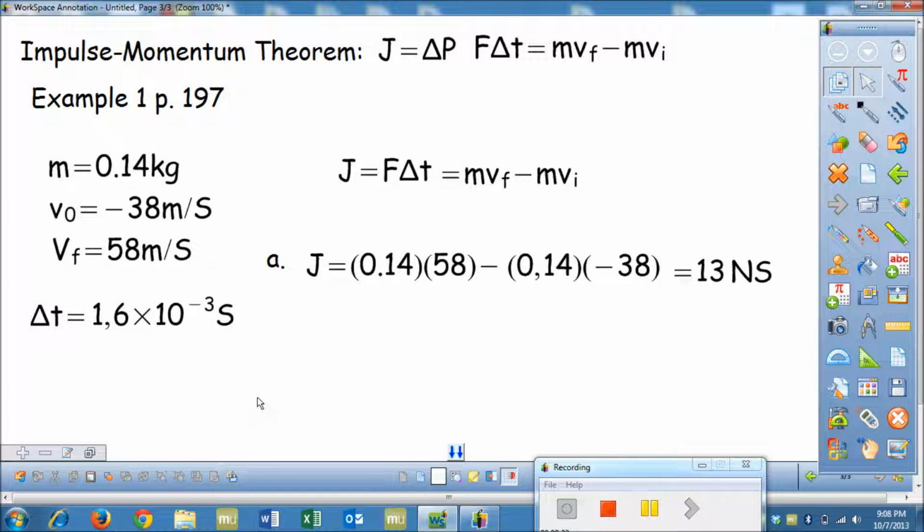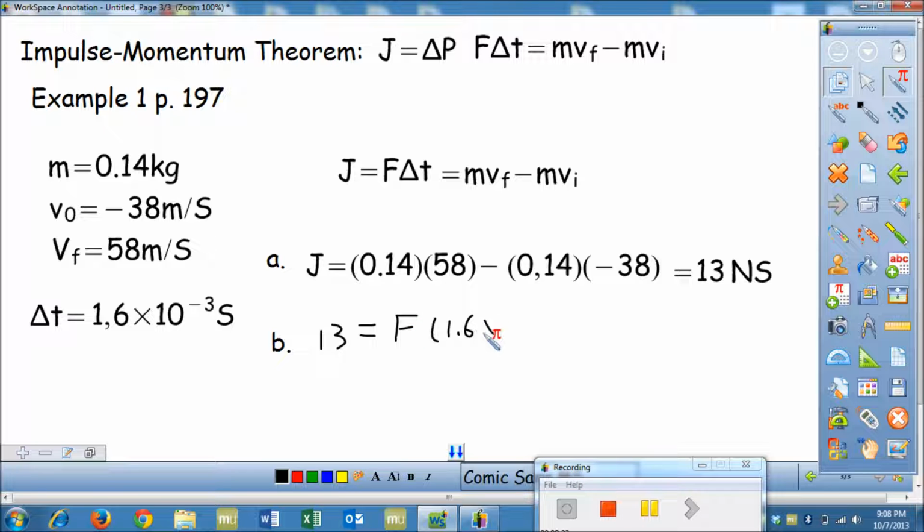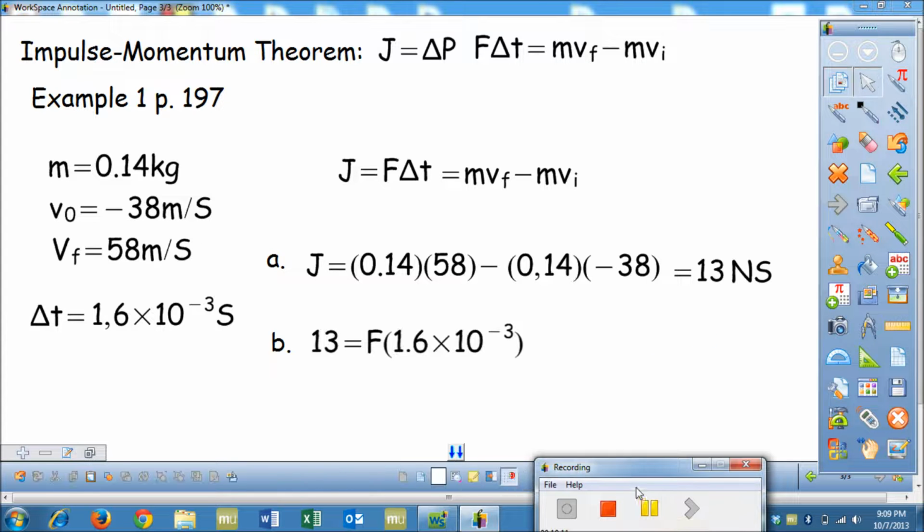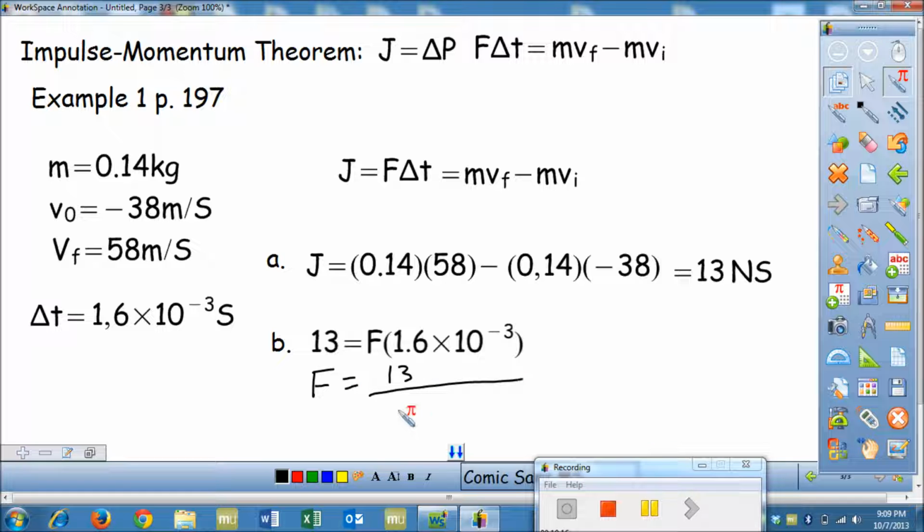Okay, find the average force exerted on a ball. So J equals F delta T, where F is the average force. So for B, we're going to have J, which is 13, is going to equal the force multiplied by 1.6 times 10 to the negative 3. That means that F equals 13 divided by 1.6 times 10 to the negative third.